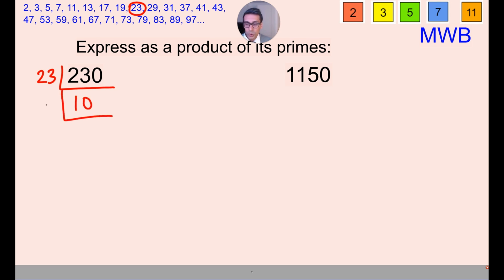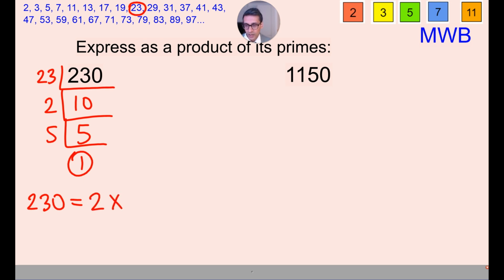10 can be divided by 2 or 5. Let's just go with 2 in this case. We're left with 5. Divided by 5 is 1. We stop at 1. And then we have to write our answer. 230 is equal to, in numerical order, 2 times 5 times 23.